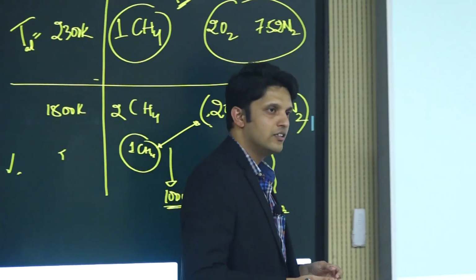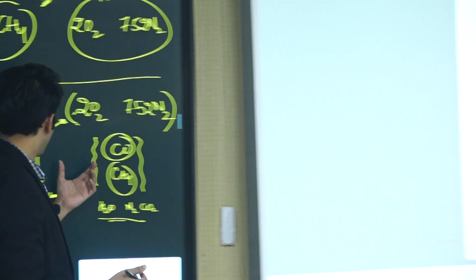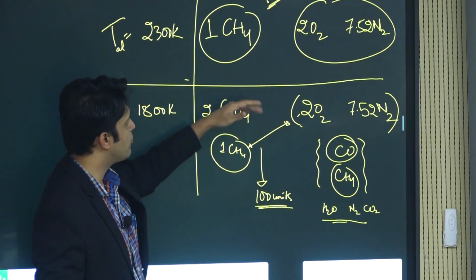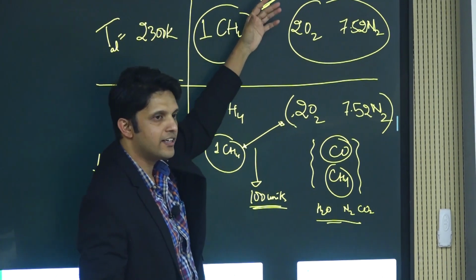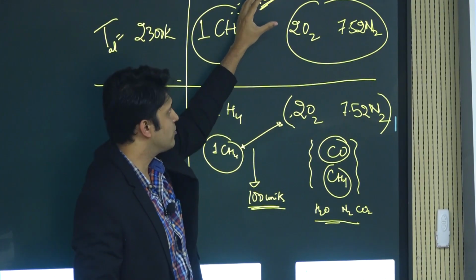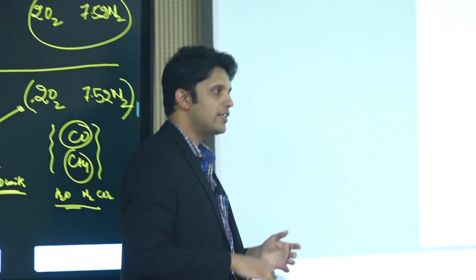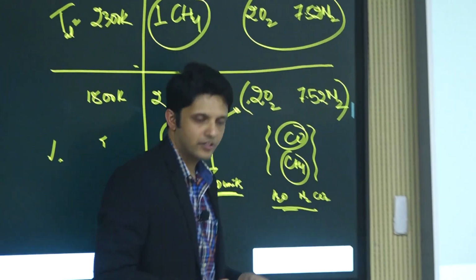Okay, so this will happen for rich mixtures, as well as on the other end. If you go for lean mixtures, you have excess air, and that excess air will be hanging around in the product side. So that will also lead to a reduction in temperatures, right?